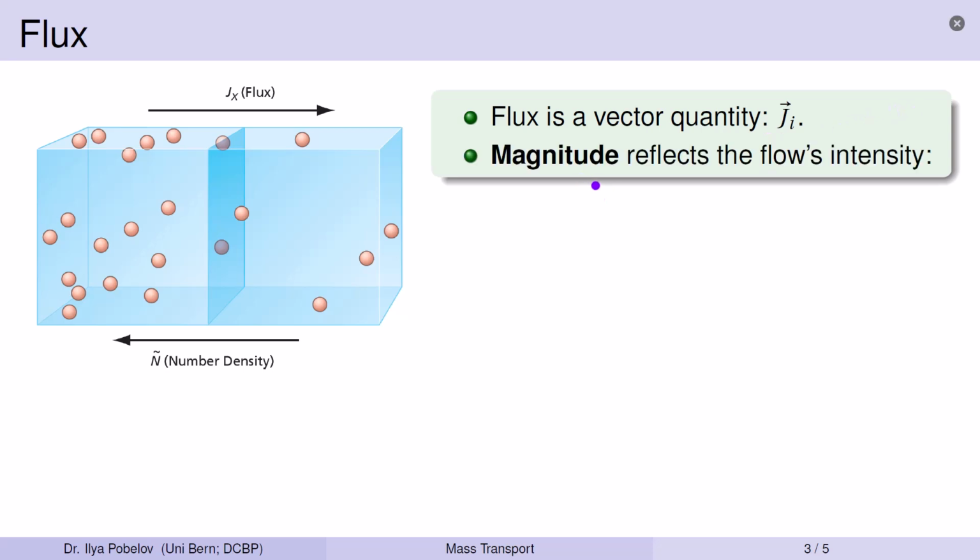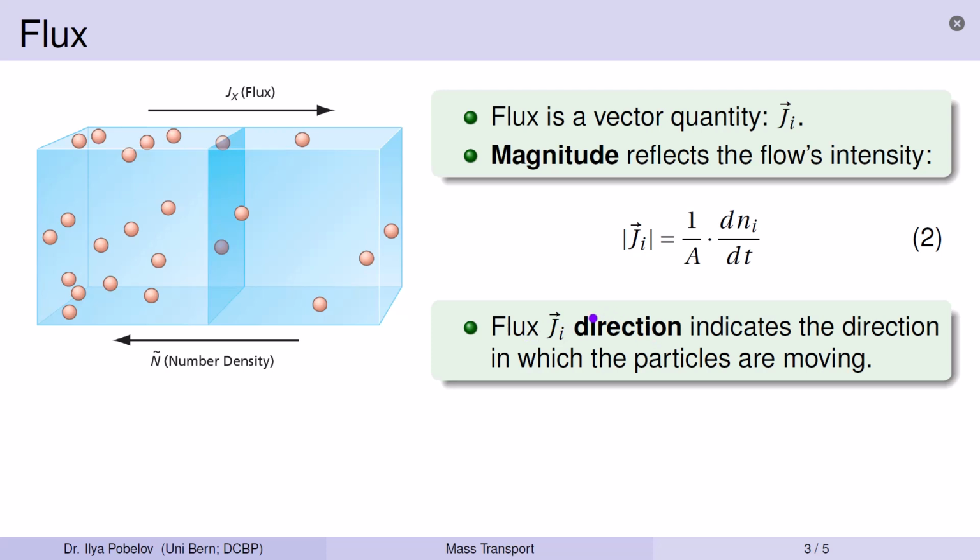Its magnitude reflects the flow's intensity and is equal to the number of particles crossing from one side of the partition to the other side per unit of area and time. Its direction indicates the direction in which the particles are moving. In this example, the flux vector points from the higher density side to the lower density side.